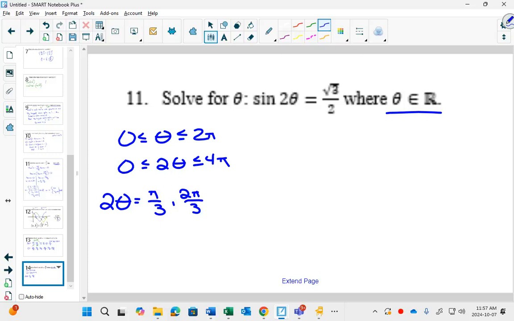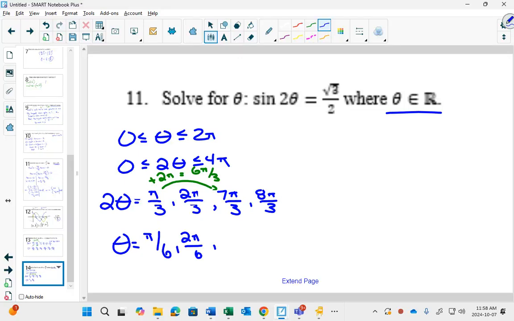But for 2 theta, I need to go twice around the circle. So then I would also get, again, I need something coterminal with this. I'm going to add 2 pi, but this time, adding fractions need a common denominator. I'm going to add 6 pi over 3. So that would give me 7 pi over 3 here, and 8 pi over 3 for the last one. Divide everything by 2. And some of these you could reduce, but you don't have to.